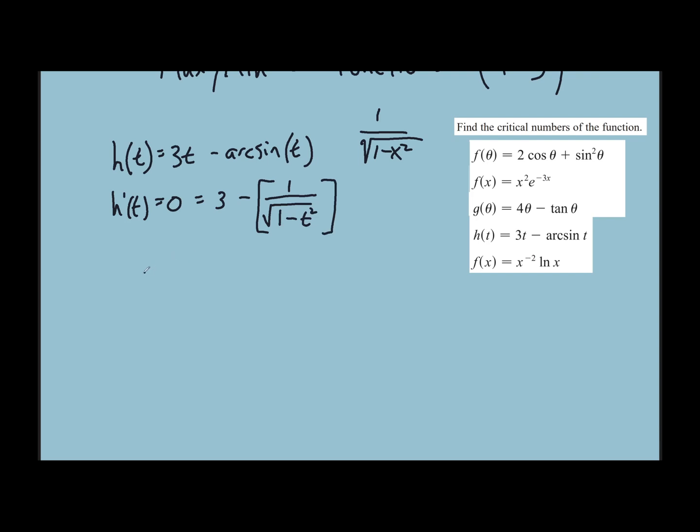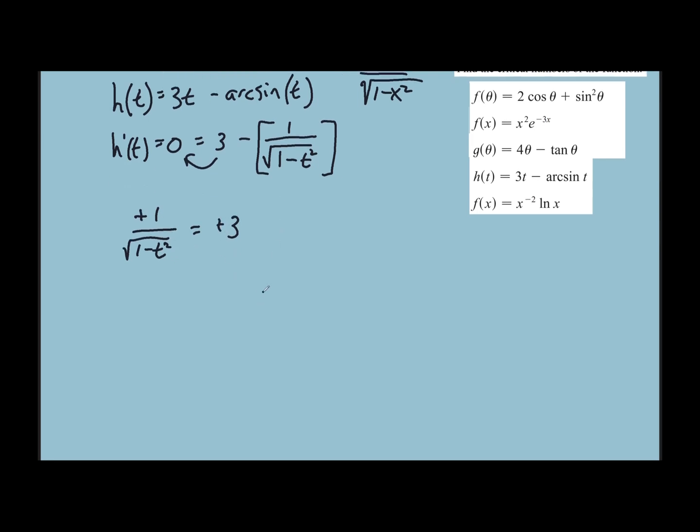So we get negative 1 over the square root of 1 minus t squared equals negative 3. I just subtracted that over. And we can make these positive now. Let's multiply and divide in all our special things. So we can say 1/3, if I multiply this up and divide this down, equals the square root of 1 minus t squared. We'll square both sides to get rid of that ugly root. I hate square roots. Truly I do.